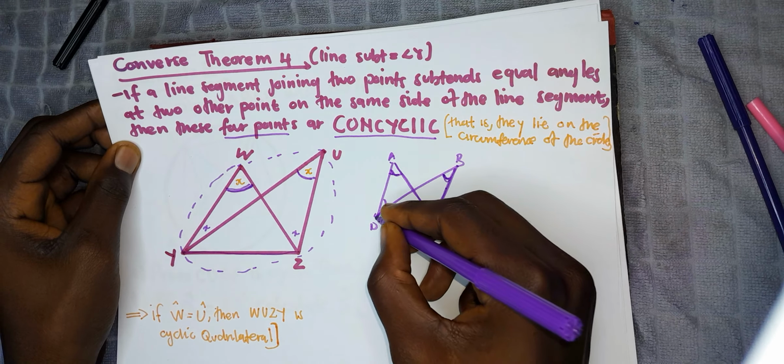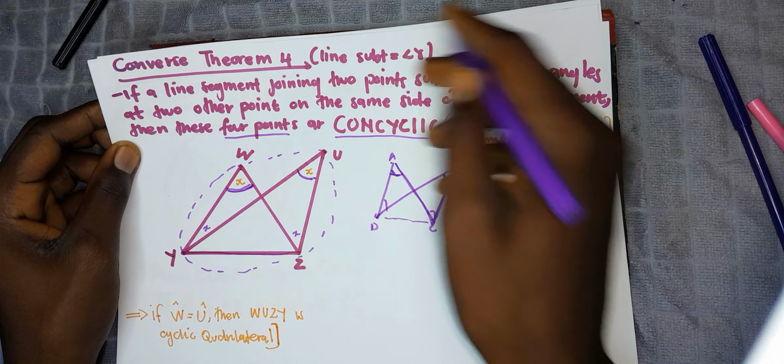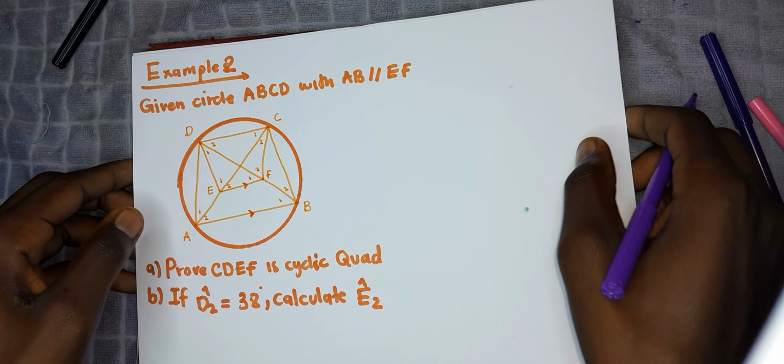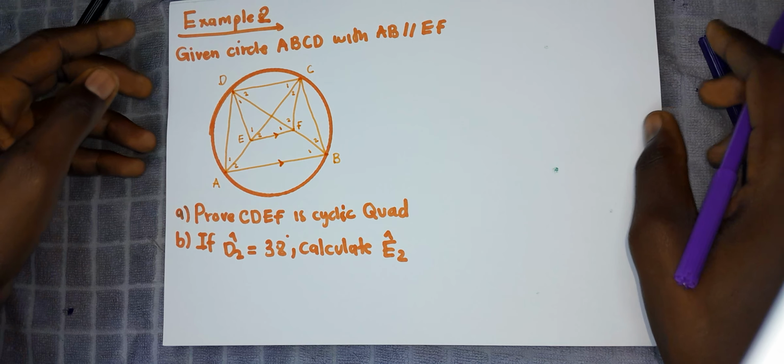The lines that subtend equal angles. This particular one subtends equal angles. Perfect. So quickly, I take this particular question from the exam of grade 11.